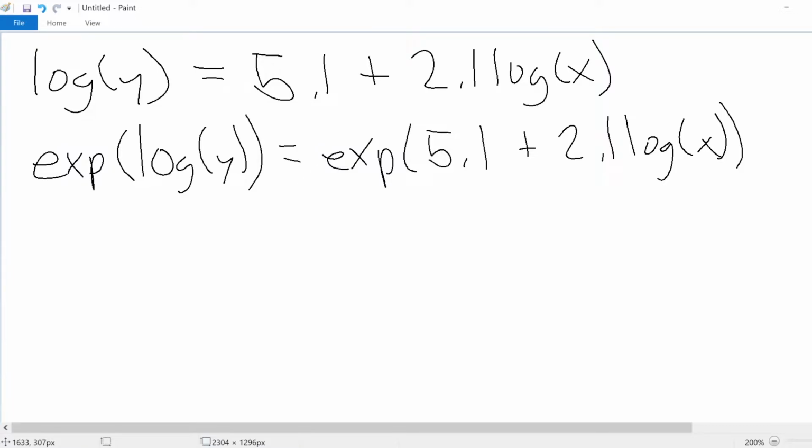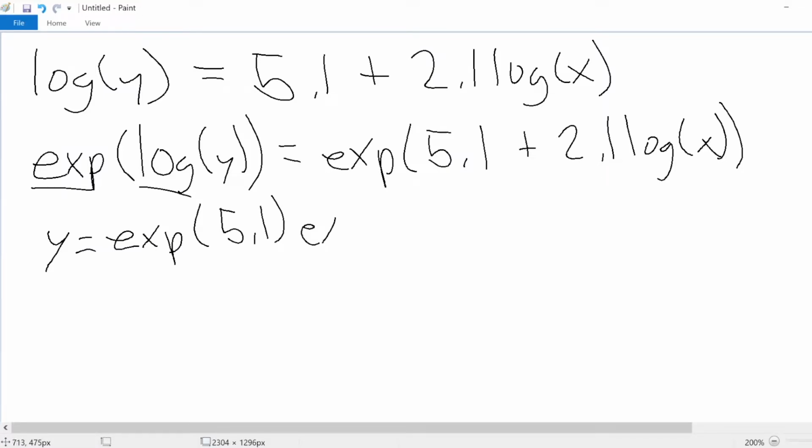Here we go. We know that this e and this log will cancel out pretty nicely, so that just equals y. And since these are being added together within the exponential, that can be split apart and multiplied. So we'll say e to the 5.1, times e to the 2.1 times the log of x, and that's all within the exponential here.